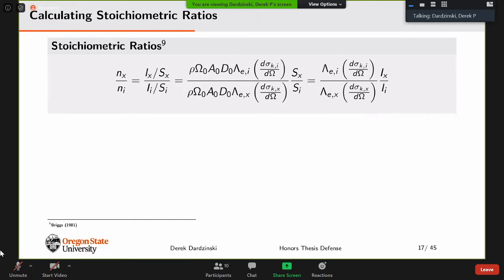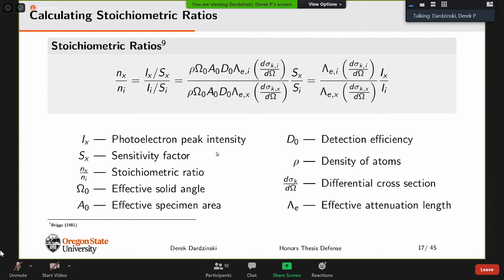To calculate stoichiometric ratios, it's a similar method, but instead you just take the ratio of two peaks divided by their sensitivity factors, and that is a function of the same variables. Again, it's just reliant in my analysis on the effective attenuation length and the differential cross-section.